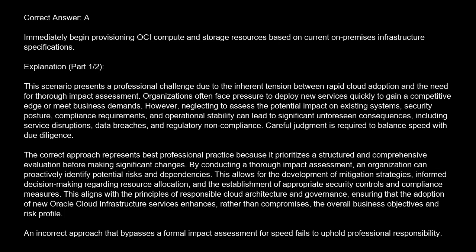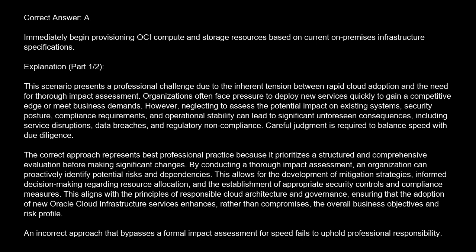The correct answer is A. Immediately begin provisioning OCI compute and storage resources based on current on-premises infrastructure specifications. Explanation. This scenario presents a professional challenge due to the inherent tension between rapid cloud adoption and the need for thorough impact assessment. Organizations often face pressure to deploy new services quickly to gain a competitive edge or meet business demands. However, neglecting to assess the potential impact on existing systems, security posture, compliance requirements, and operational stability can lead to significant unforeseen consequences, including service disruptions, data breaches, and regulatory noncompliance.